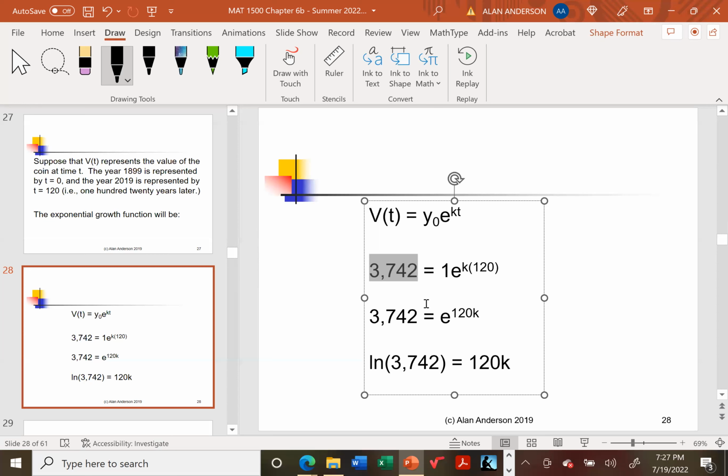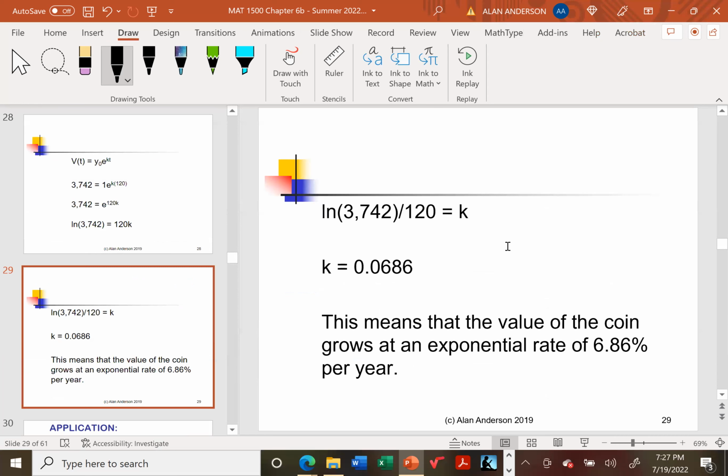So you've got 37.42 equals e to the 120k power. And once you've taken the natural logs, you've got log 37.42 equals 120k. And now it's just easy. You just divide both sides by 120. So according to this, with exponential growth, the coin is growing at a rate of 6.86% per year.